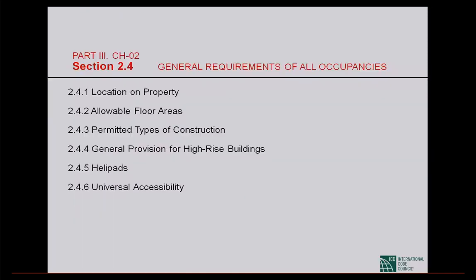Part 3, chapter 2, section 2.4. It covers basically these 6 subtopics. One is location on property, then the allowable floor areas, then permitted types of construction, general provisions for high-rise buildings, helipads, universal accessibility.